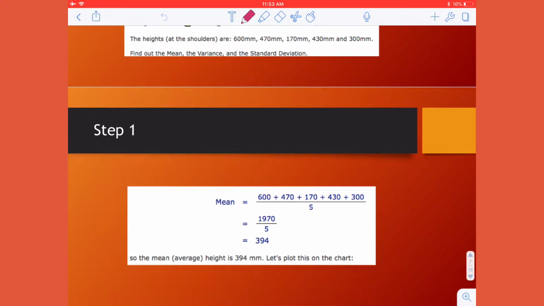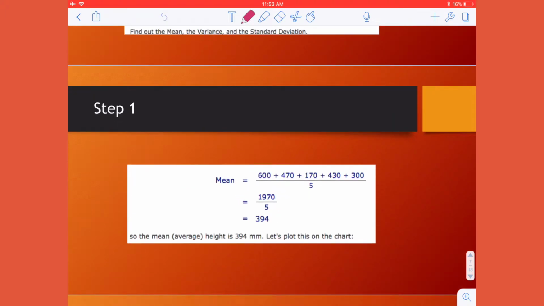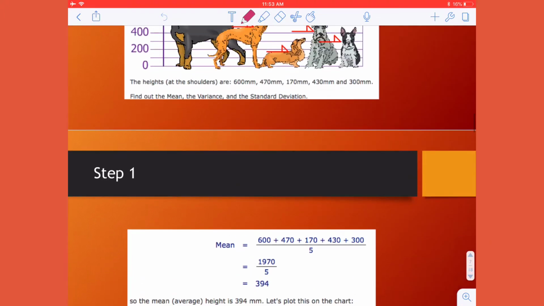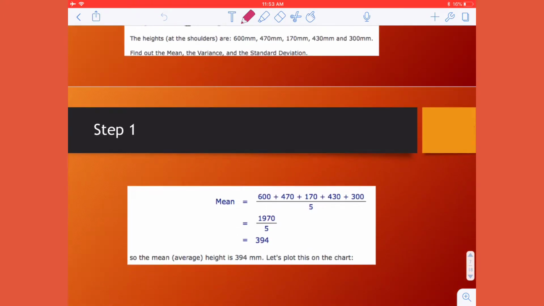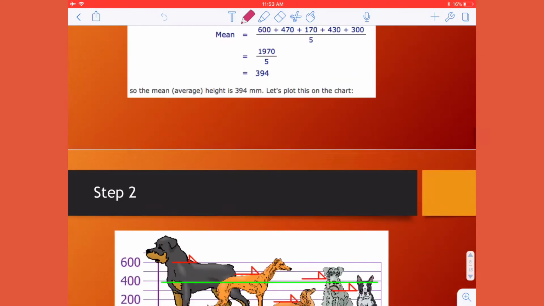So step 1 is going to be to find the mean. So we know that mean is average, which means add up all your values and divide by the number of items that you have. So the values for the dogs are 600, 470, 170, 430, and 300. So I'm going to add those all up, and then there's 5 values, so I'll divide by 5, and I end up getting 394. So that is my average height.